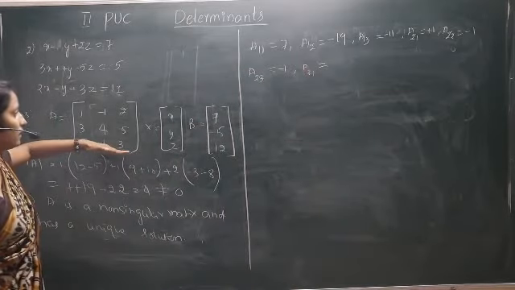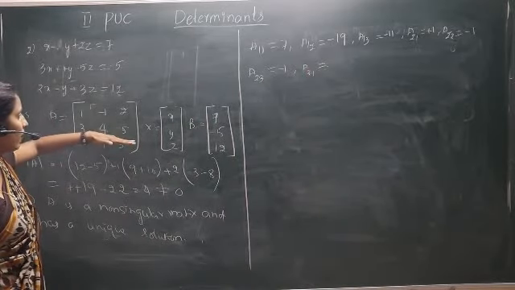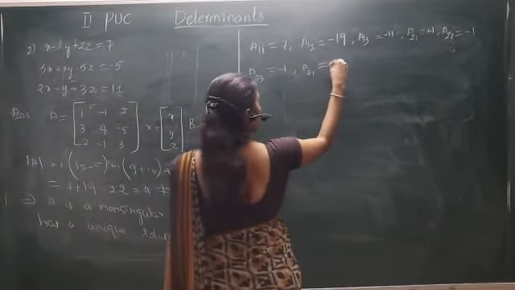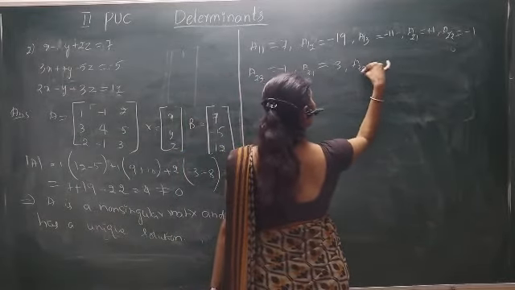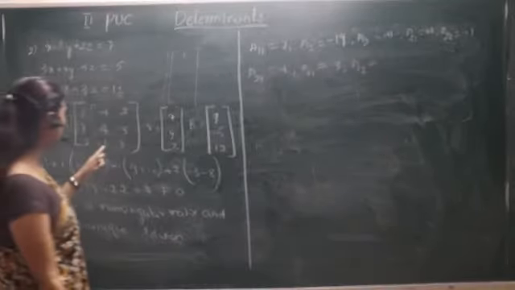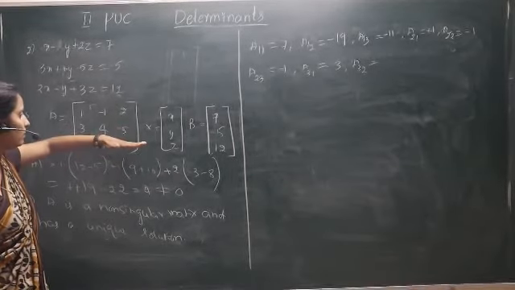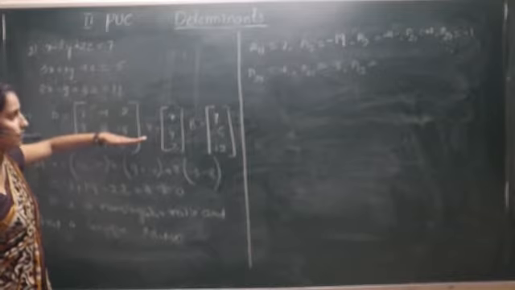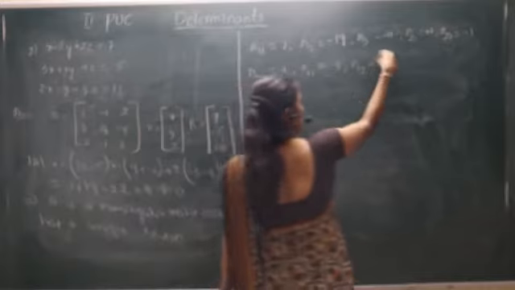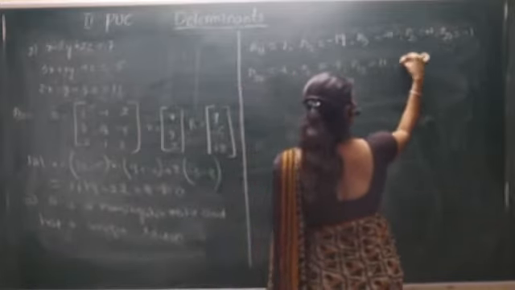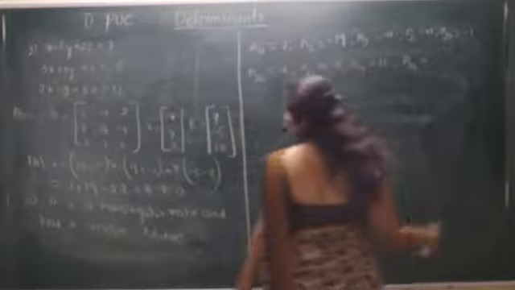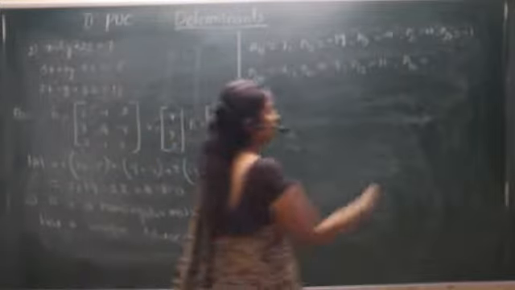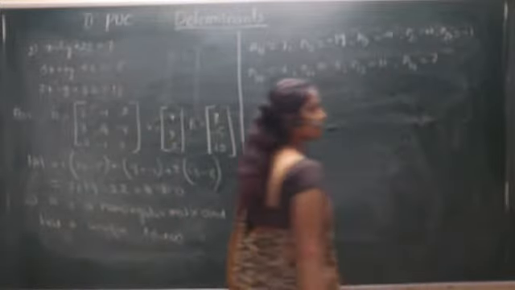A31, deleting third row and first column. So 5 minus 8. 5 minus 8 is minus 3. A32, deleting third row and second column. So what we get? Minus 5 minus 6 is minus 11, and that is also minus. So it is plus 11. A33, deleting third row and third column. 4 plus 3 is 7.